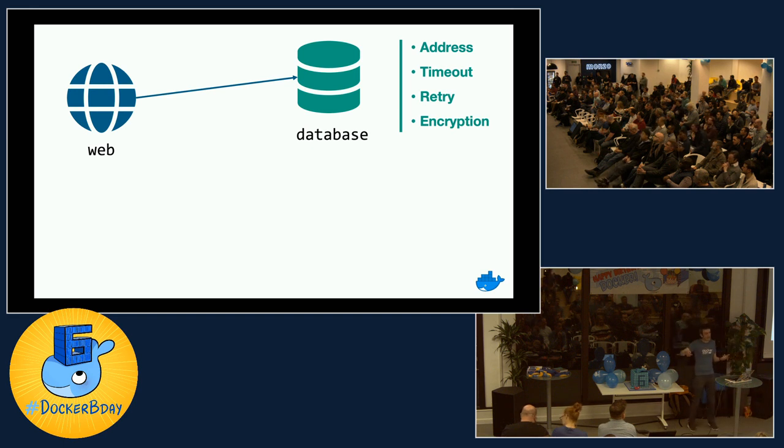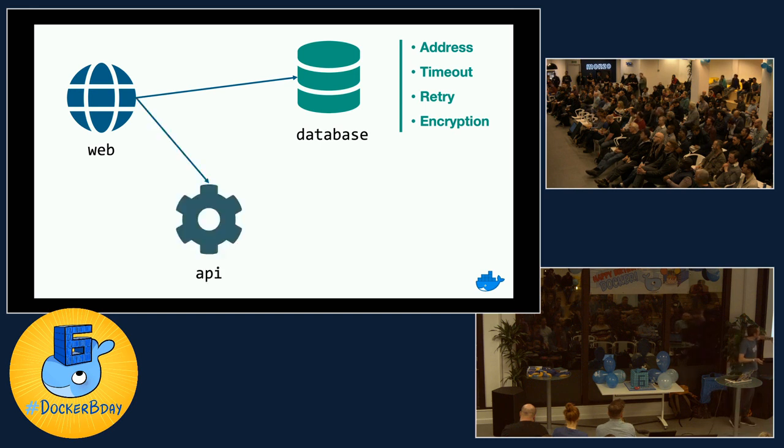If I'm already connected and I try to talk to this remote service and there's a failure, should I retry? How often should I retry? How long should I wait between retries? And then should I encrypt the communication between these things? This is all going to be baked in as either configuration or logic inside the consuming application, inside the website. And that's kind of OK. You can live with that.